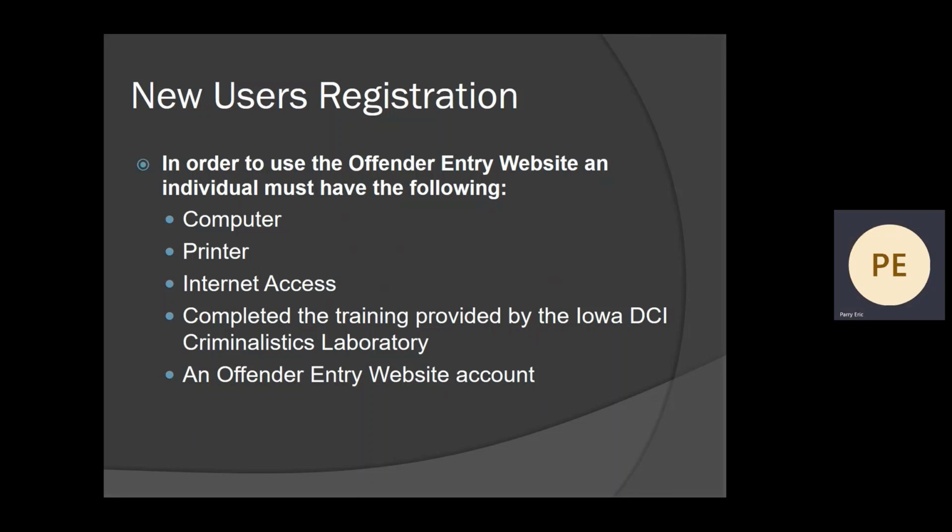In order to get registered, you will have to have a computer, a printer, internet access, completed the training provided by the Iowa DCI Crime Lab, which is this video right here, and then an offender entry website account. To get that account, you have to take a quiz, which is on the lab's website. I will show you where to find it. It's a very easy quiz. You just essentially email that finished quiz to me, and then I will give you access. But we will go over that in a bit. You should also highly remember this part.